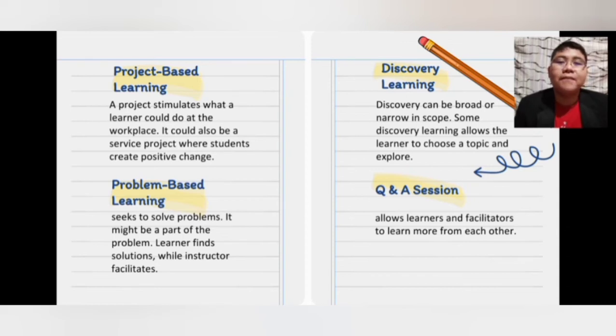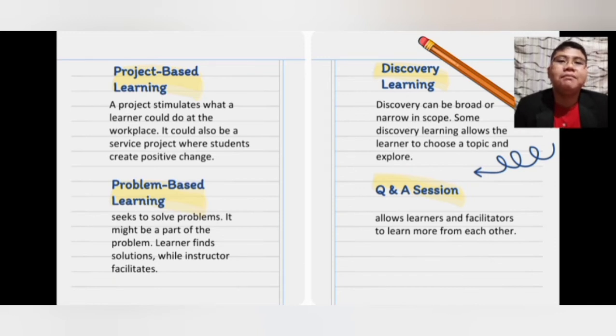That is the measurement, to measure the learning of the students, if they created a well and good output. That is project-based learning. So next we have the problem-based learning. It seeks to solve problems. It might be a part of the problem. The learner finds solutions while the instructor facilitates.